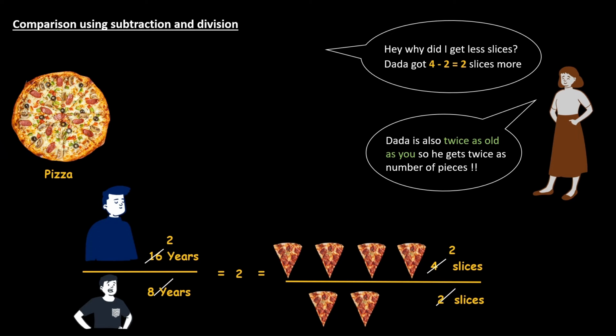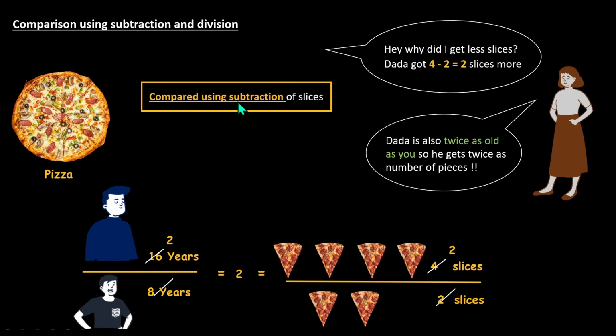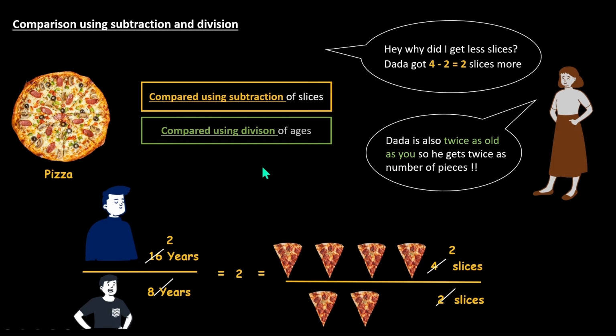But essentially what is happening here is that I did the comparison using subtraction, that he got 2 slices more than me. Whereas Mother did the comparison using division, that he's twice the age, so he gets more. And now let's look at these concepts in a bit more detail.